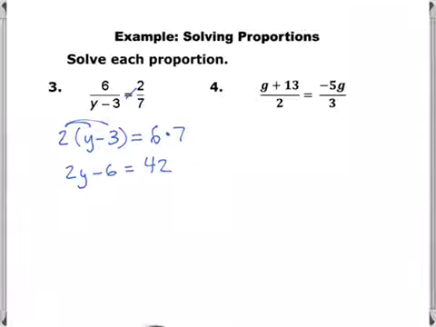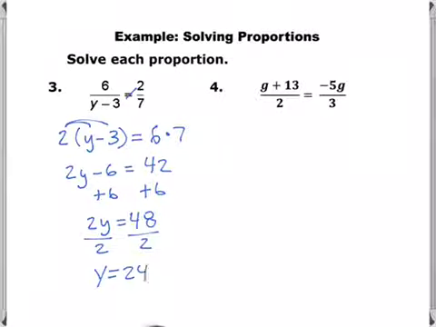Now we're just going to solve this equation like we've been solving all chapter. We're going to add 6 to both sides. We've got 2y equals 48. We're then going to divide by 2, and we get y to equal 24.